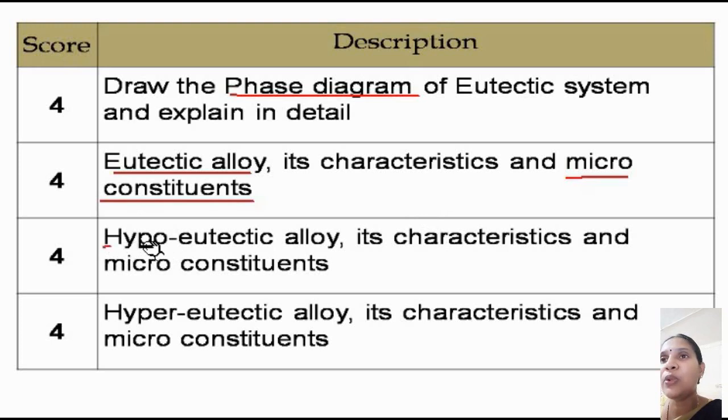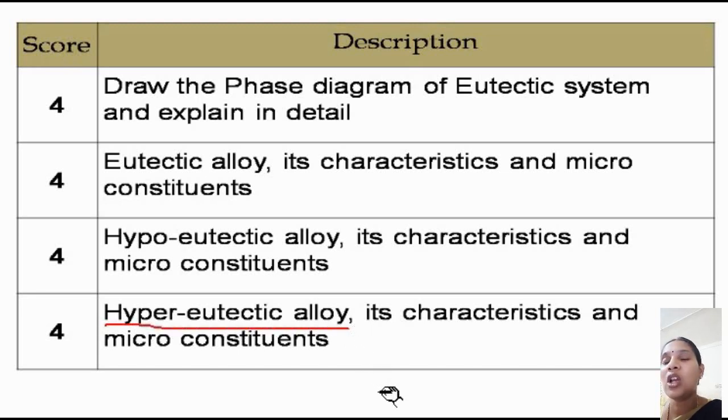Then explaining what is a hypoeutectic alloy, that is an alloy with 19 to 61.9% tin, and on cooling below the eutectic horizontal, it forms microconstituents containing pro-eutectic alpha and eutectic mixture or eutectic microconstituents. So you must explain the microconstituents of hypoeutectic alloy as well, and you have to explain what is hypereutectic alloy, that is an alloy containing 61.9% tin to say 97.8% tin, and the microconstituents in this case would be pro-eutectic beta and eutectic mixture.